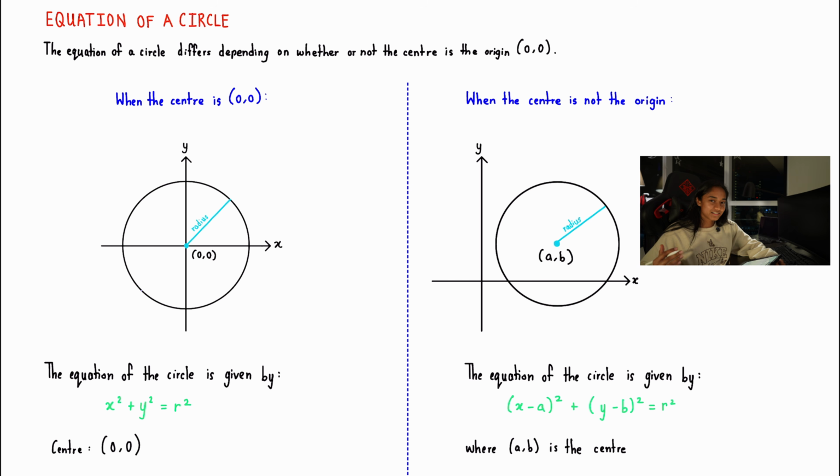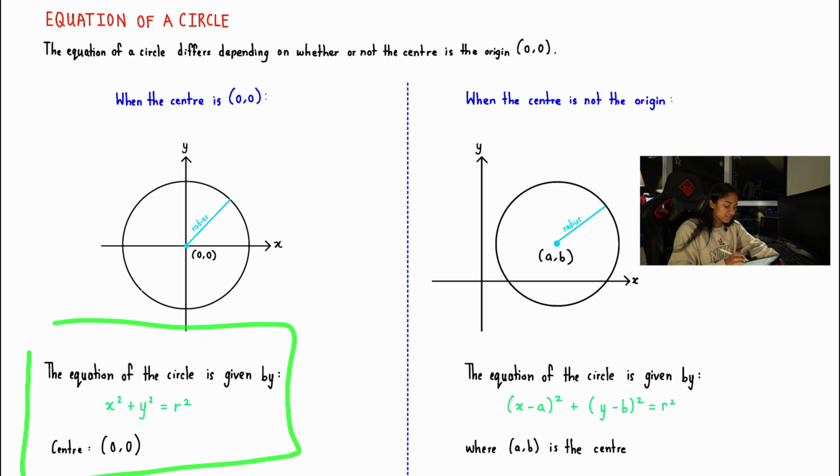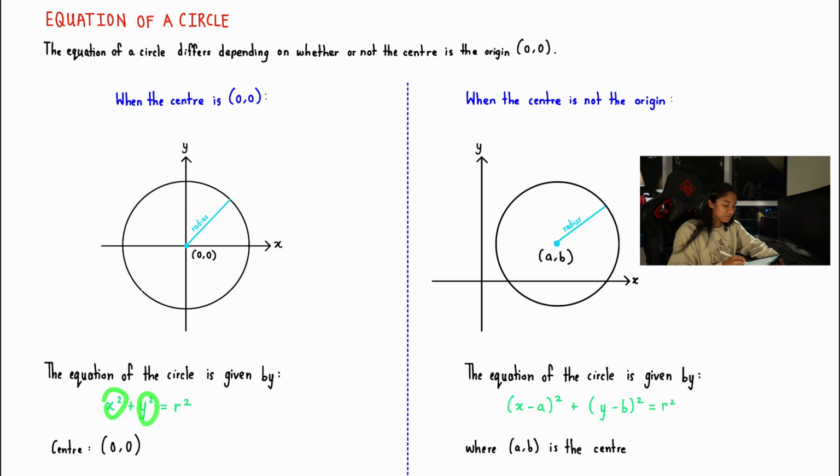The equation of a circle can be calculated depending on if that circle has a center 0, 0 or otherwise. So the equation of a circle differs depending on whether or not the center is the origin, and the origin is the coordinate 0, 0. So let's look at when the center is 0, 0. So we see 0, 0 here, the center, and that's the radius. The radius is R. If the center is the origin, we have to use this equation, which is x squared plus y squared is equal to r squared, where r, of course, is the radius. So that's the center 0, 0.